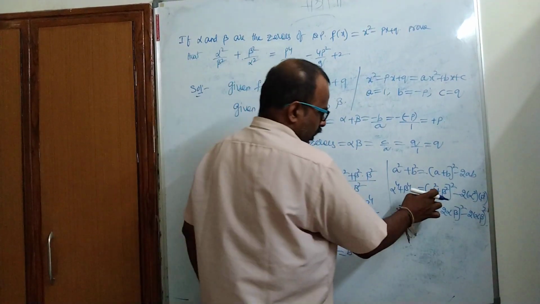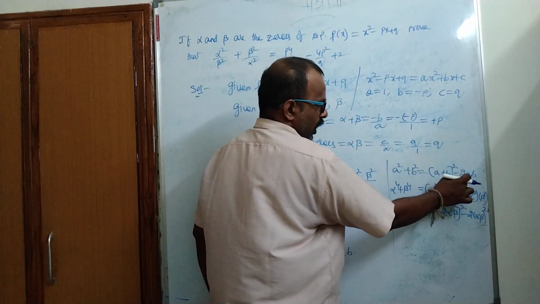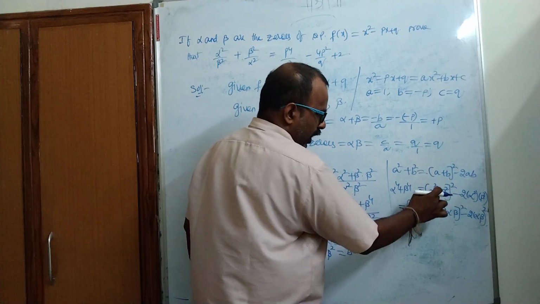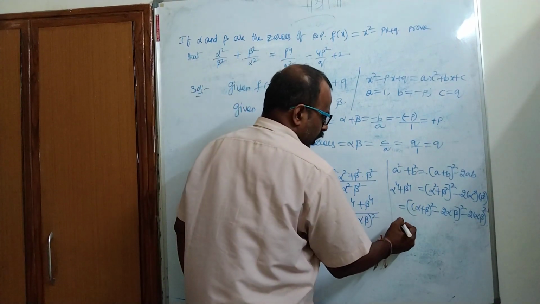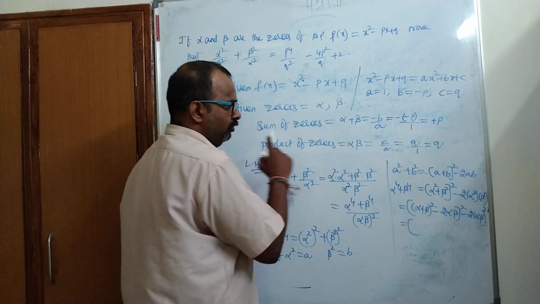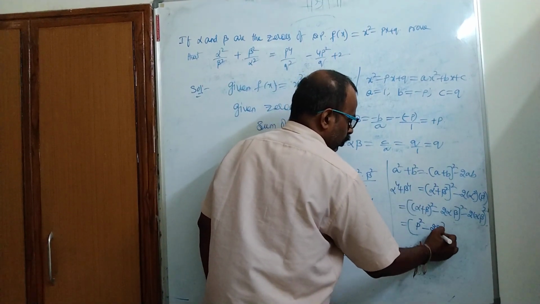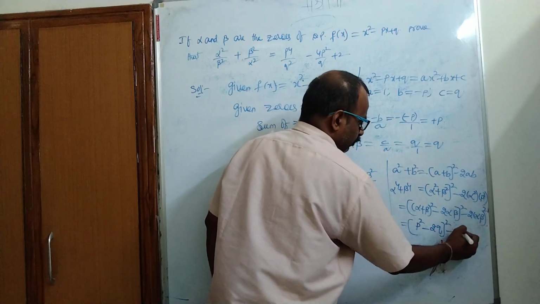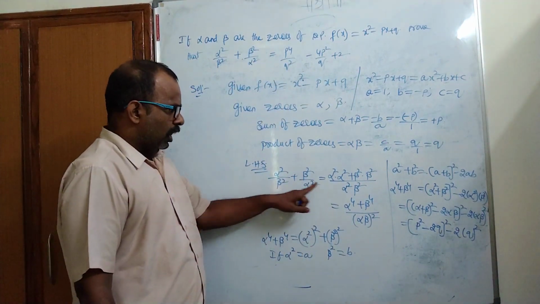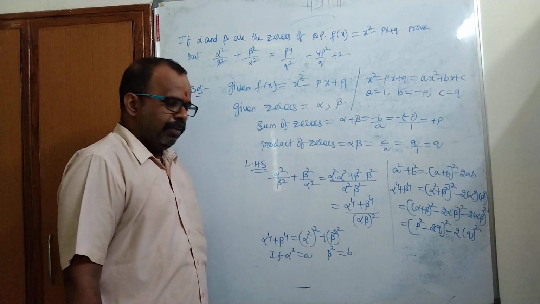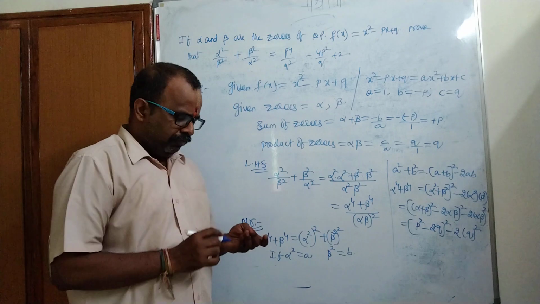Here again the same formula we are applying: a square plus b square is equal to a plus b whole square minus 2ab, considering alpha as a and beta as b. So here alpha plus beta is p, so it is p square minus 2q whole square minus 2 alpha beta whole square, it is q square. Okay, so this is your alpha power 4 plus beta power 4. This is your numerator. So we got the value of the numerator.